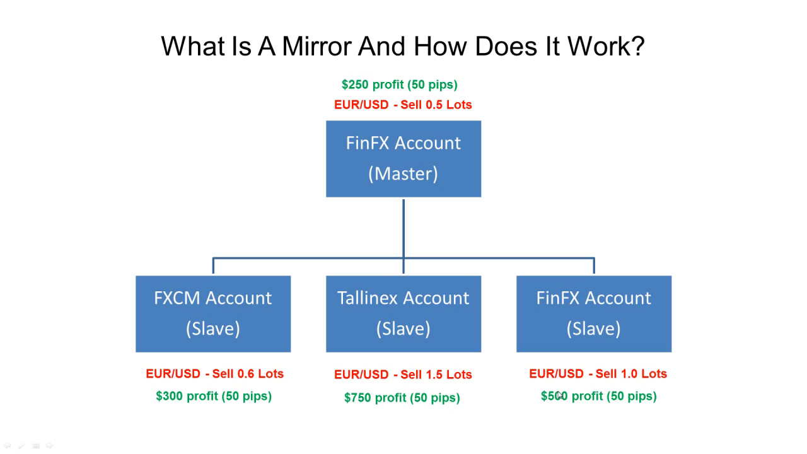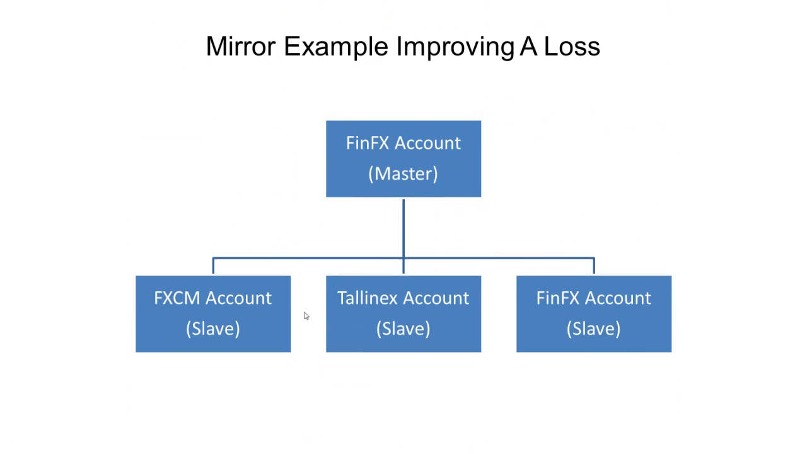So it's pretty straightforward. You change your lot size at the right times. Even if your master is losing money, if you can invert the trade or just trade really conservatively at that time, this is going to be a huge improvement in your trading. So let's look at another example of how a mirror can improve a loss. Same setup, but this time the master sold with only a half a lot.